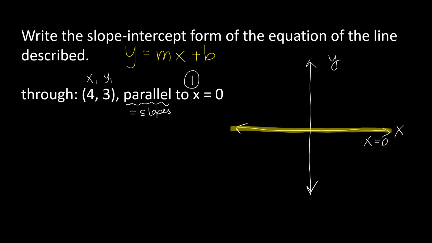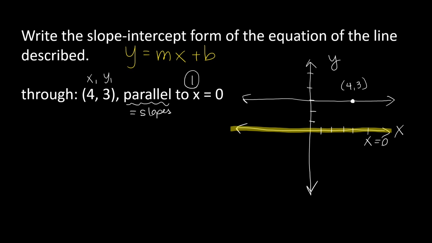So let's identify where (4, 3) is. So let's put some markings here: 1, 2, 3, 4, 5. 1, 2, 3, 4, 5. So (4, 3) will be 4 units to the right and 3 units up. So we're looking at (4, 3) somewhere around here. So remember, this second line has to go through this point (4, 3). So if the line is going through (4, 3) and parallel to the x-axis, that means my line would have to be horizontal as well.